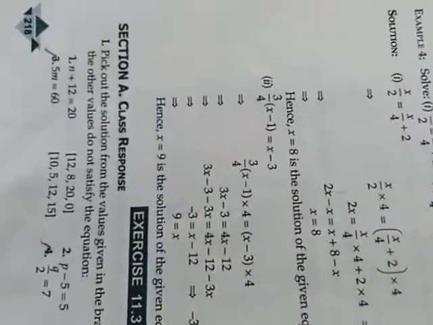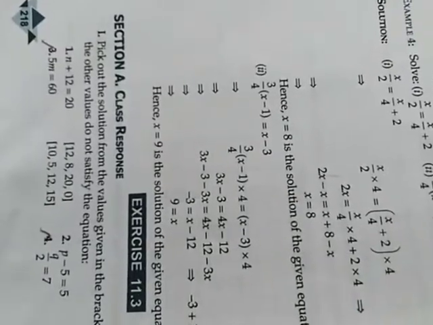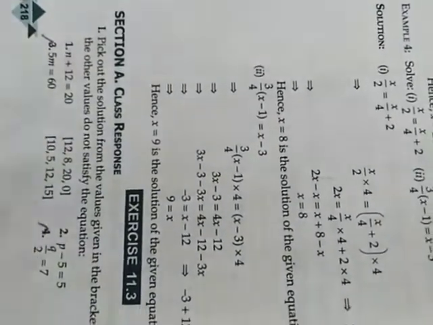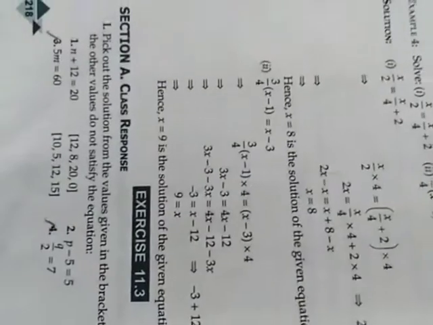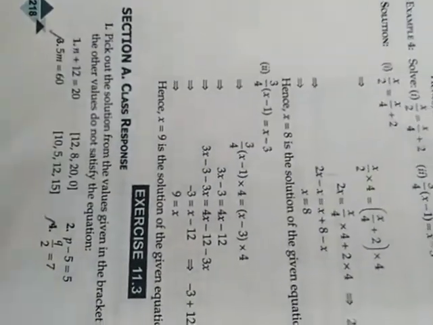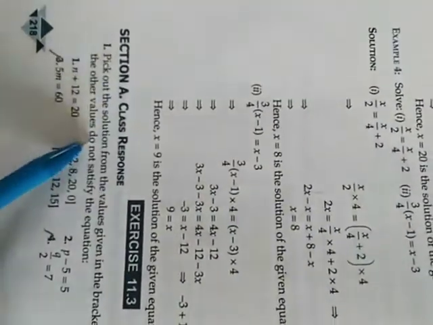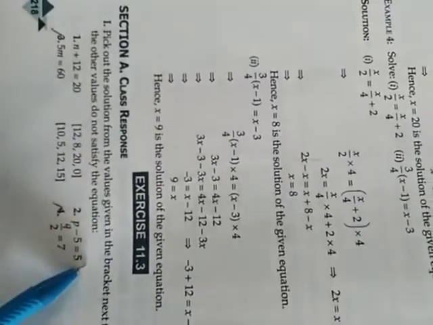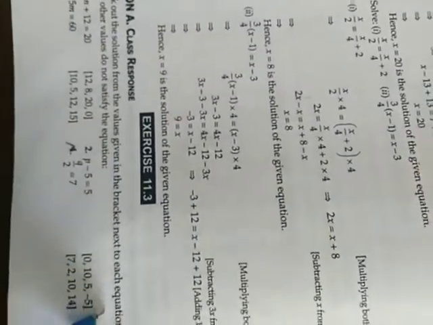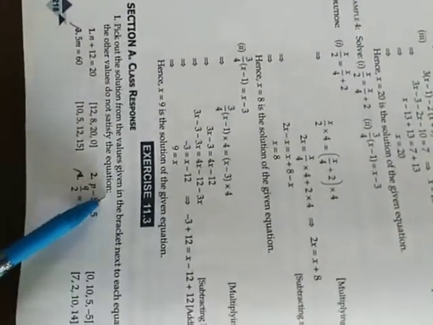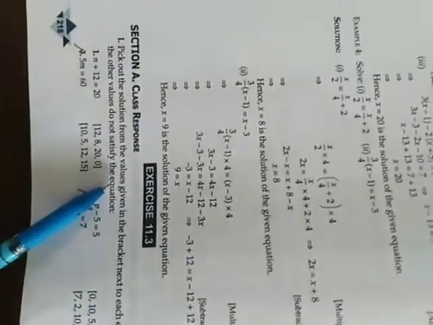So today we have exercise 11.3 from the chapter Introduction to Algebra. Okay, so this is section A from 11.3. Question number 1 is: pick out the solution from the value given in the bracket next to each equation. Show that the other values do not satisfy the equation. Okay, we have to choose.